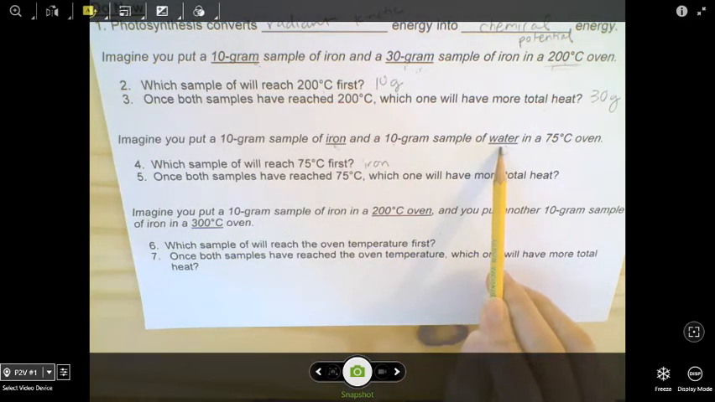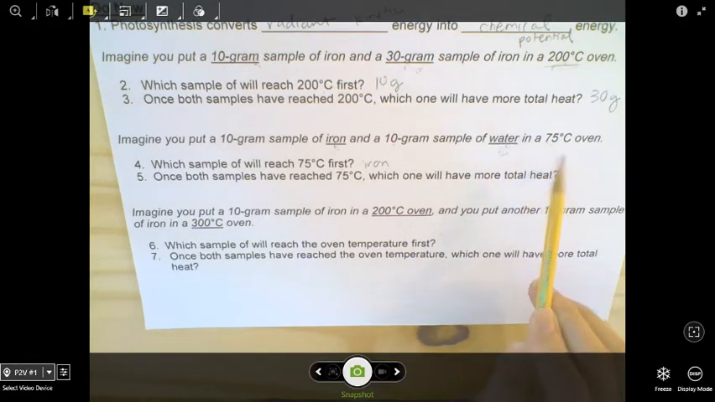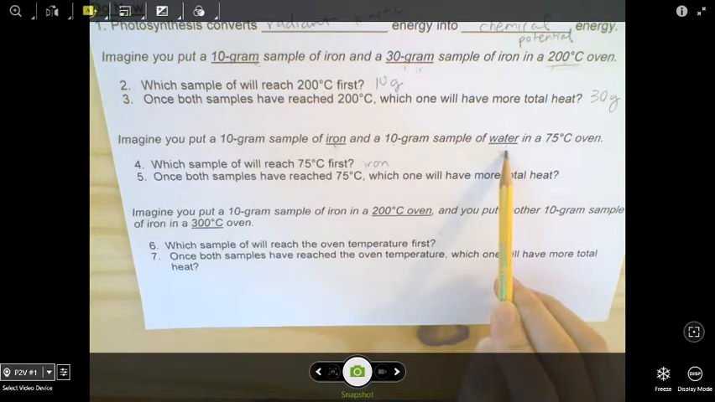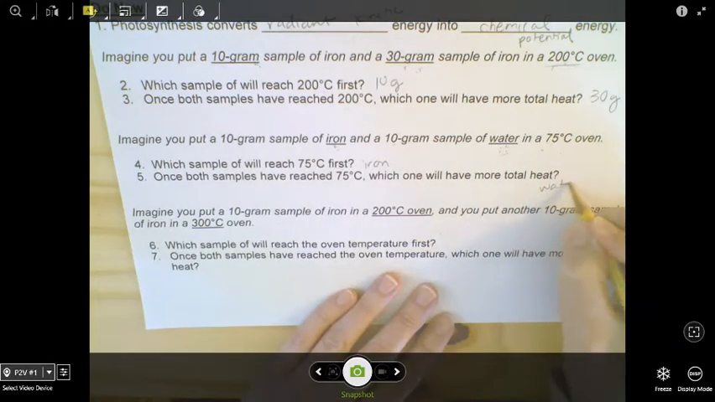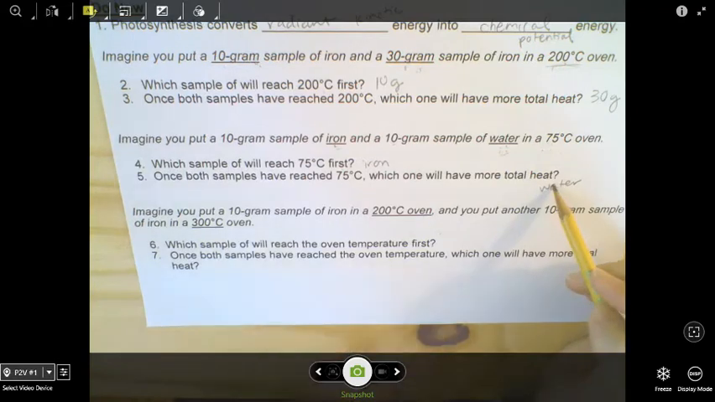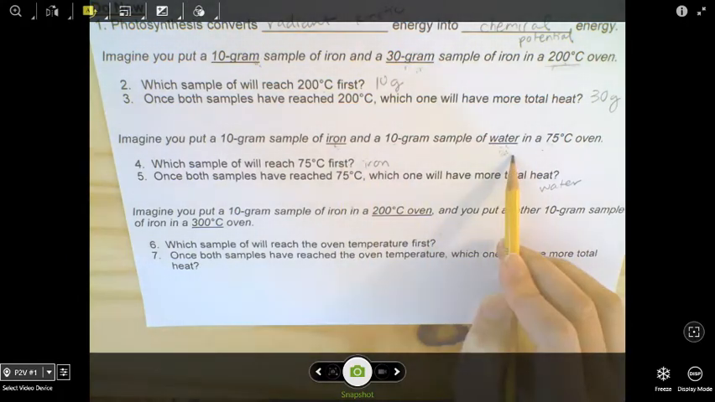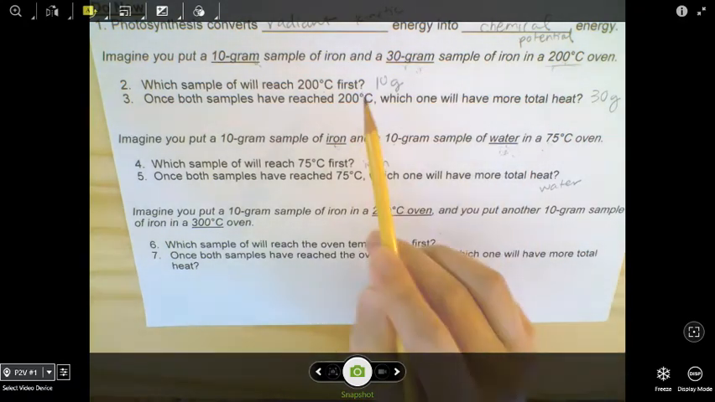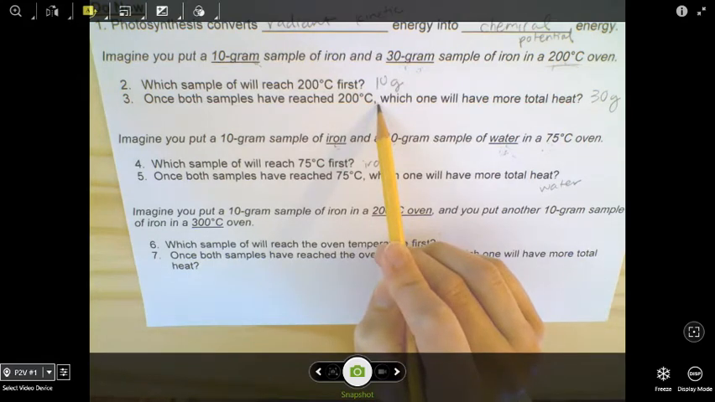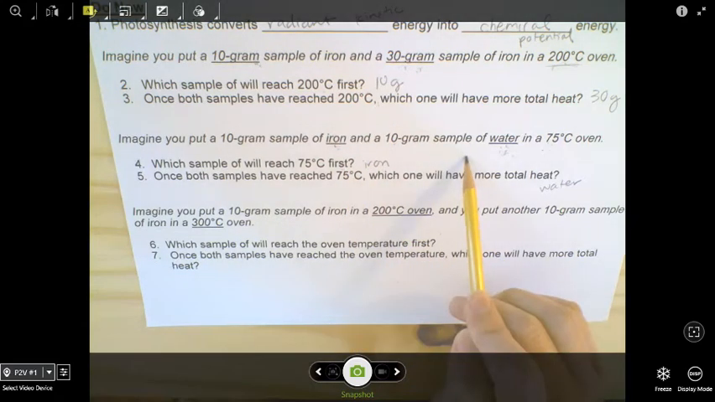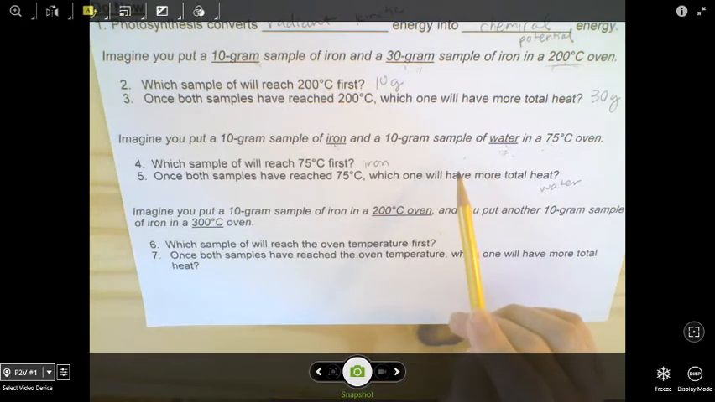Water is the total opposite of that. Water needs to absorb a lot of energy to get up to that temperature. Water is going to really lag behind, but it'll get there eventually. And once it does, the water is the one that's going to have more total heat. Again, because it took longer to get there, that's our hint that once it's there, it's going to have more total heat in the system. Even though they're both going to be at 75 degrees and they're both 10 grams, the water will actually have more total heat. So it's not just the mass that affects how much heat is in something. It's actually the nature of the substance itself that is also a determining factor of how much heat is in something.